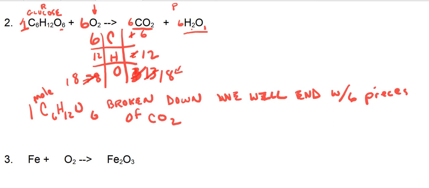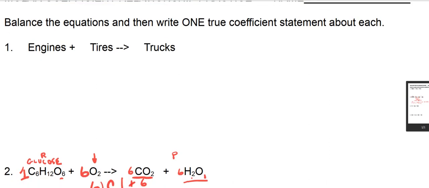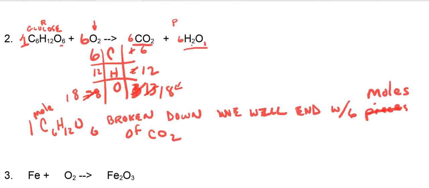Now what you can do is expand that and say for every 1 mole of C6H12O6 broken down, we will end up with 6 moles of carbon dioxide. And that is a true coefficient statement using moles. This chemical equation is for respiration, breathing in, and that is it.